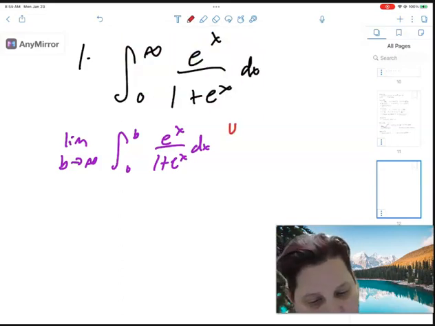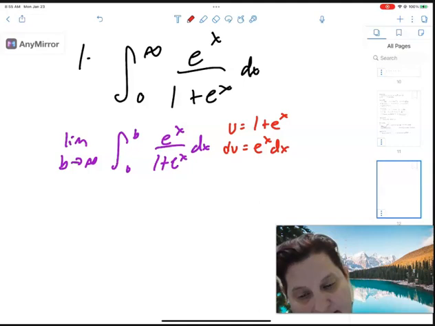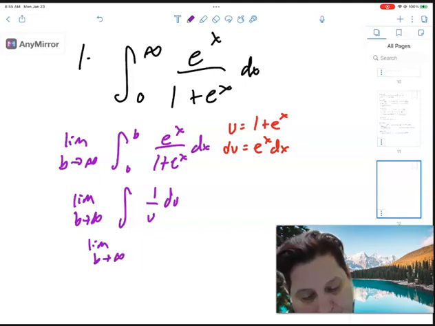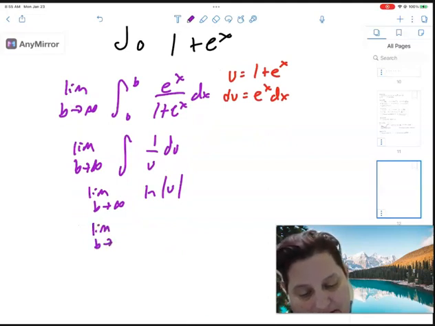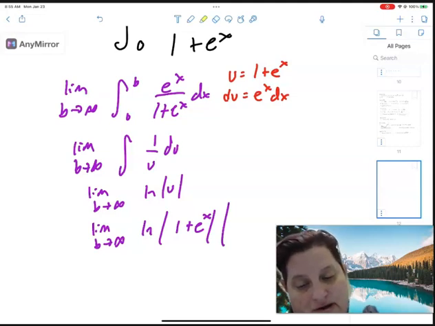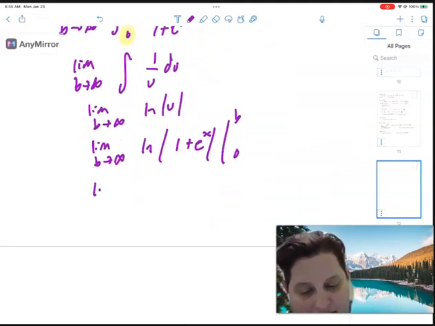All right, I'm going to let this be u substitution. So I get the limit as b approaches infinity of the integral of 1 over u du, which is ln u, which I can then plug back in: ln of 1 plus e to the x. I'm back in terms of x's, so that's fine. I'm evaluating this from 0 to b. You don't do this limit till the very end.